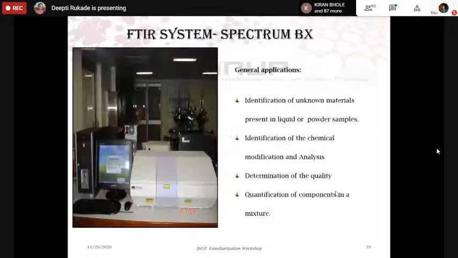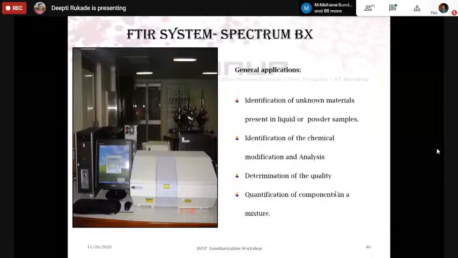Then FTIR system. The FTIR system is normally used for finding out the bonding between the different materials, whatever you have deposited or any other thing. So we also have FTIR. We have 2 FTIRs at IITB NF.